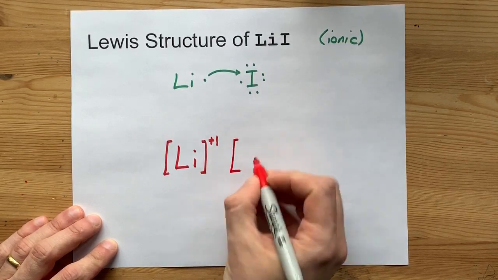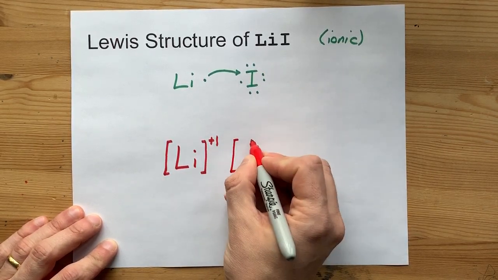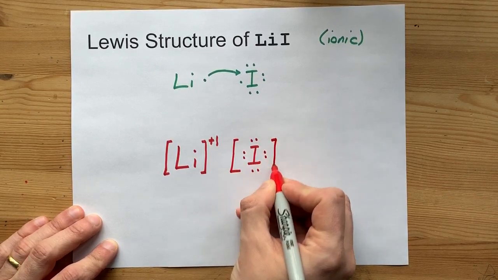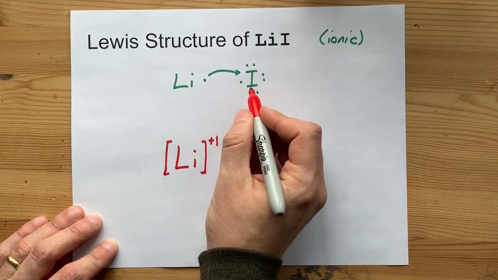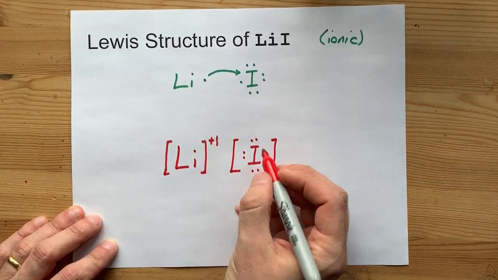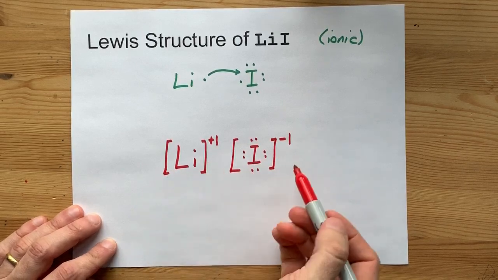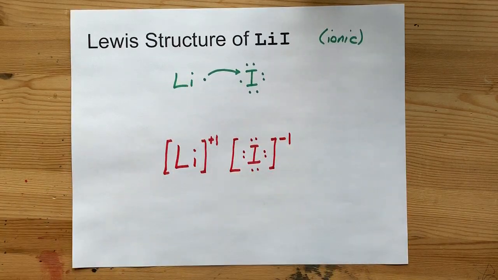Iodine now has eight electrons. It had seven. Now I'm going to make sure it has eight dots around it. It's also an ion because it has an extra electron. That charge is minus one. This in red is the complete Lewis structure of lithium iodide.